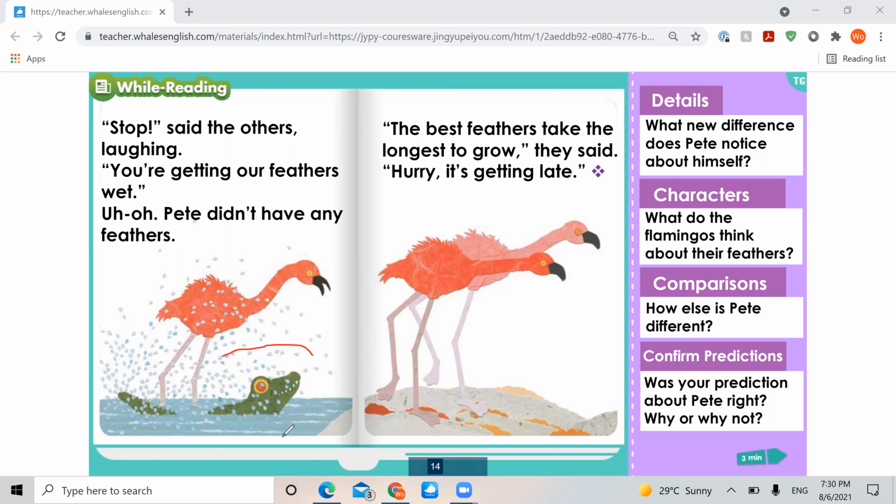Great. So I guess Pete found another difference in their features, of course. Could you name that out for me? That's correct. Pete doesn't have any feathers. What does Pete have? You're right. He has scales. But his friends did make him feel better. What did they say? That's great. Well done. They do take the longest to grow.